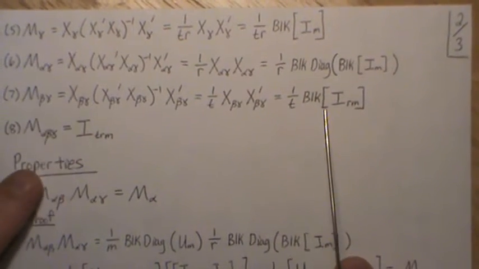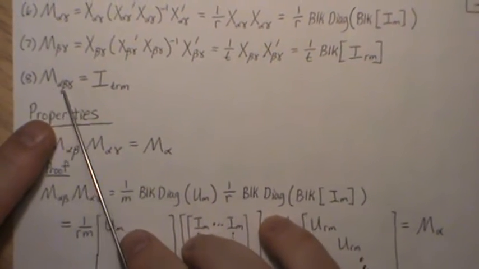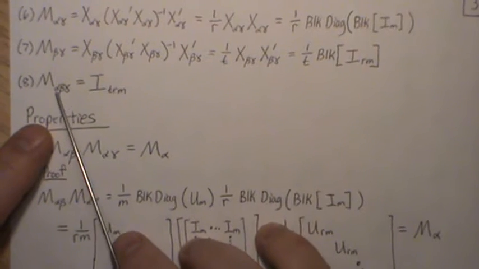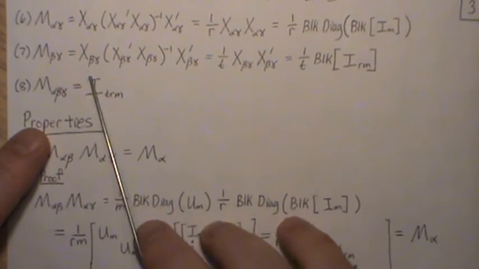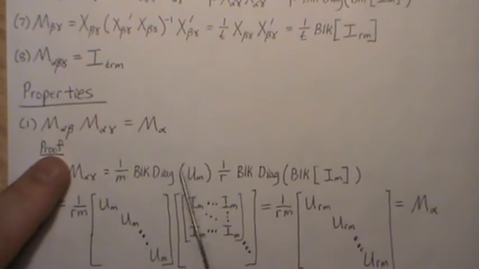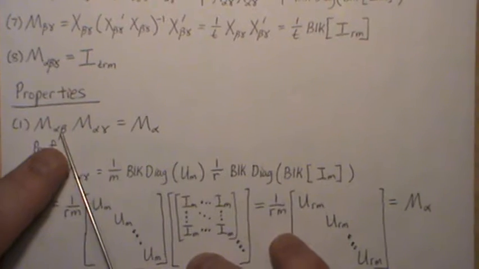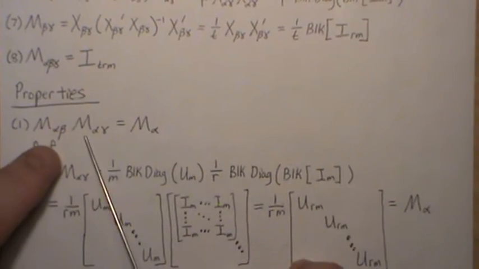It's a block matrix of identities. Now the three-way interaction term, so M alpha beta gamma is just the identity matrix. Now a few of these properties, when you multiply them together, and this is going to come up later in videos, what does it look like? What do they look like?